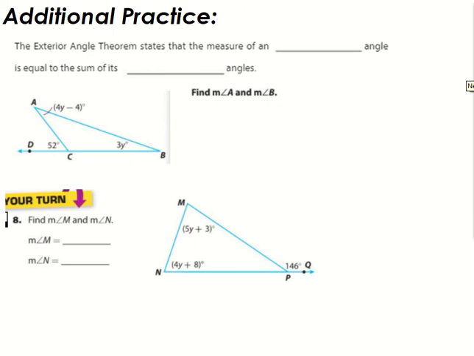Okay, so the exterior angle theorem states the measure of the exterior angle is equal to the sum of its remote interior angles. So we have these ones, they're interior. This is an exterior angle.